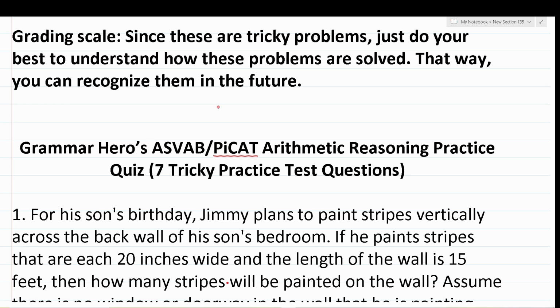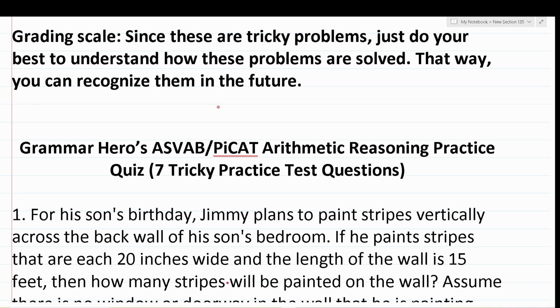In order to get the most out of this video, you'll want to pause the video after I read a question, attempt to work out the question on your own, and then resume playing the video to check your solution. As a reminder, you're not permitted to use a calculator or a reference sheet on the actual ASVAB or PiCAT, so as you work your way through these practice test questions, try not to use any of those resources.